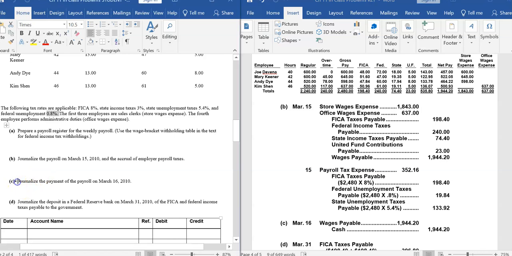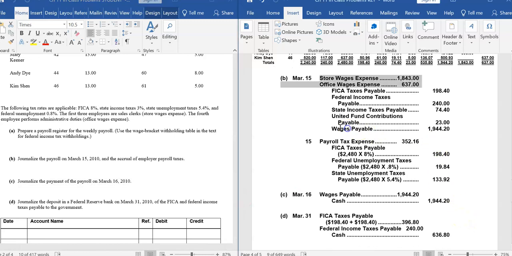So then we want to, in the next item, journalize the payment of the payroll on March 16th. Up here we recorded the liability to pay the payroll to employees. When we pay it, we are actually just decreasing the liability that we recorded up here. So we decrease wages payable and we credit cash.